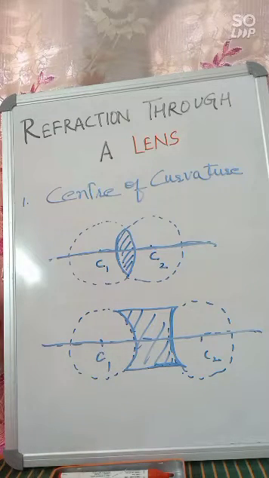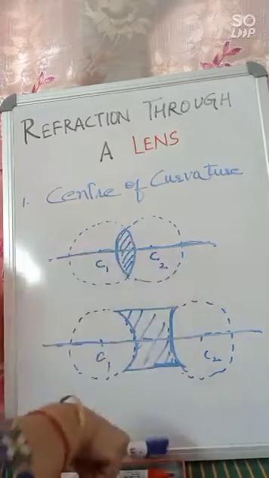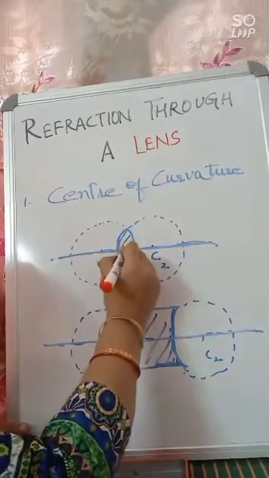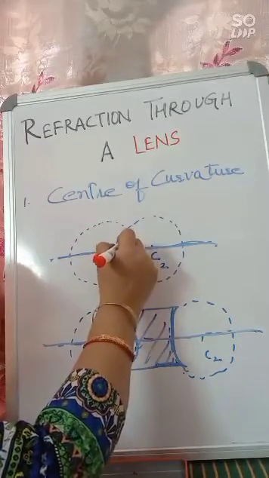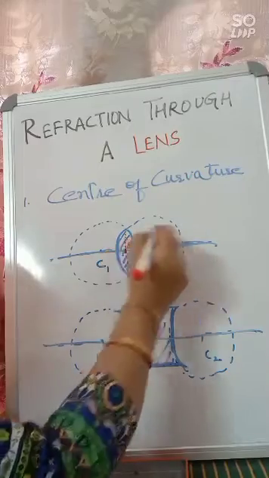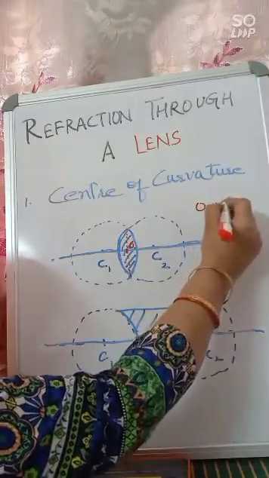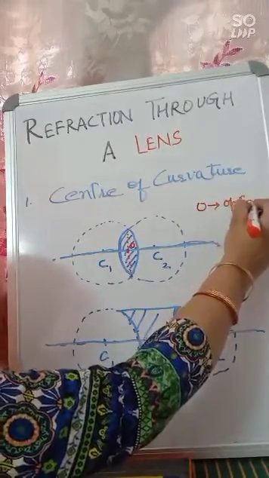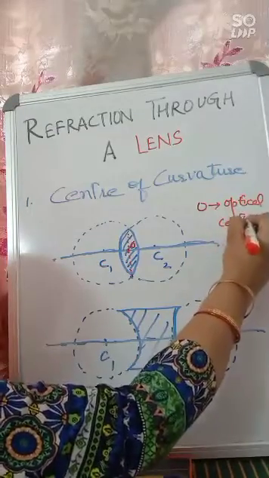Next, we have radius of curvature. What is radius of curvature? The radius of the sphere, whose part is the lens surface, is called the radius of curvature of that surface of the lens, right? If this is the center of this lens, I'll denote it as O. O is termed as the optical center. O is your optical center.